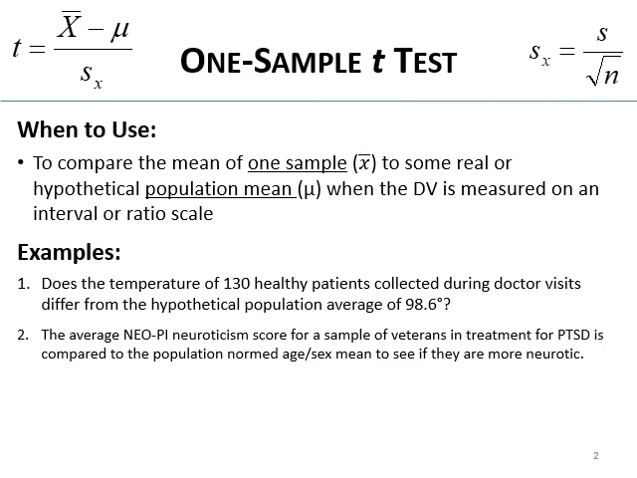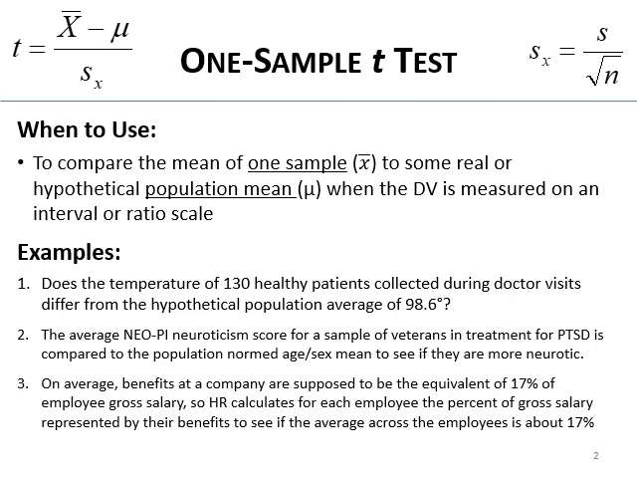How about, does the average NEO-PI neuroticism score for a sample of veterans in treatment for PTSD differ from the population normed age-sex mean, to see if they are more neurotic on average? So get the sample of vets, get their neuroticism score, and you want to compare it to, on average, what would be expected for their neuroticism score given their age and sex. Again, one sample, DV is interval or ratio.